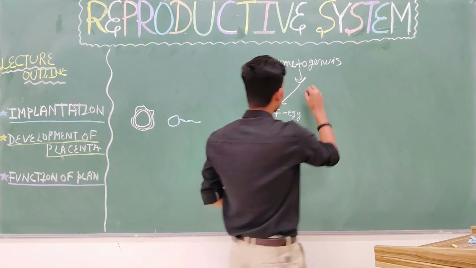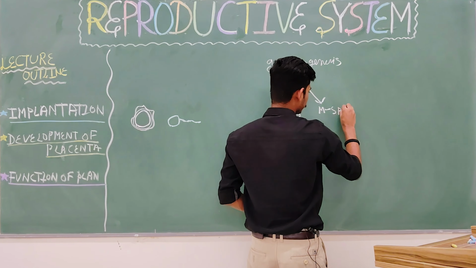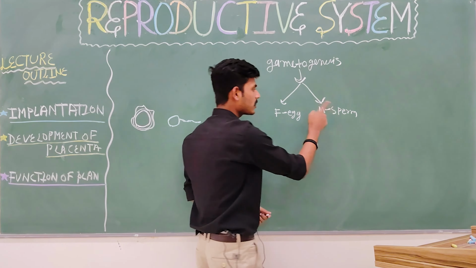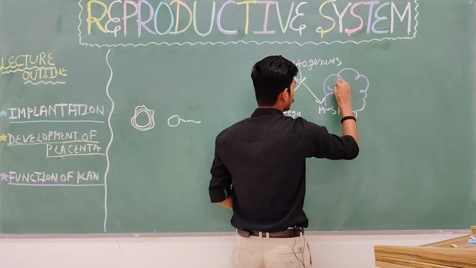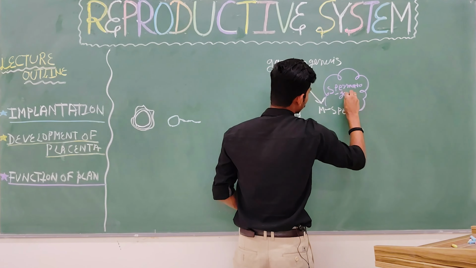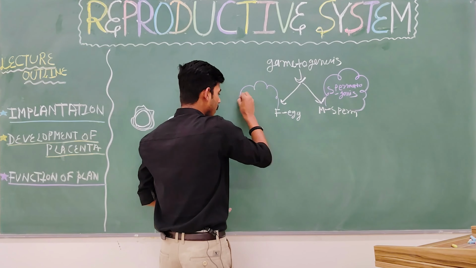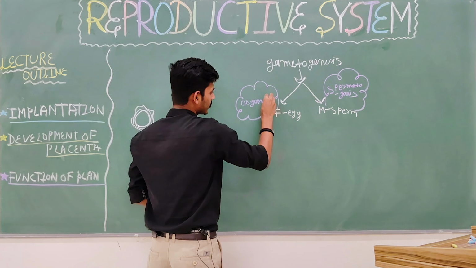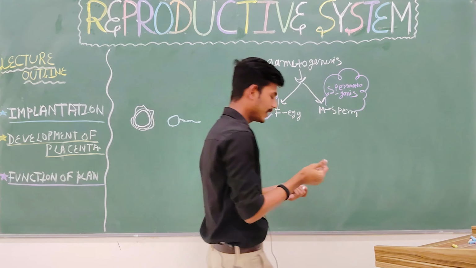Getting the points? Now, in the case of male, what is formed? A sperm. Now, you are wise enough, you can tell me fast. The process of formation of a sperm is known as spermatogenesis. Clear? No problem? Now, the formation of ova or egg is called oogenesis. Easy to understand?